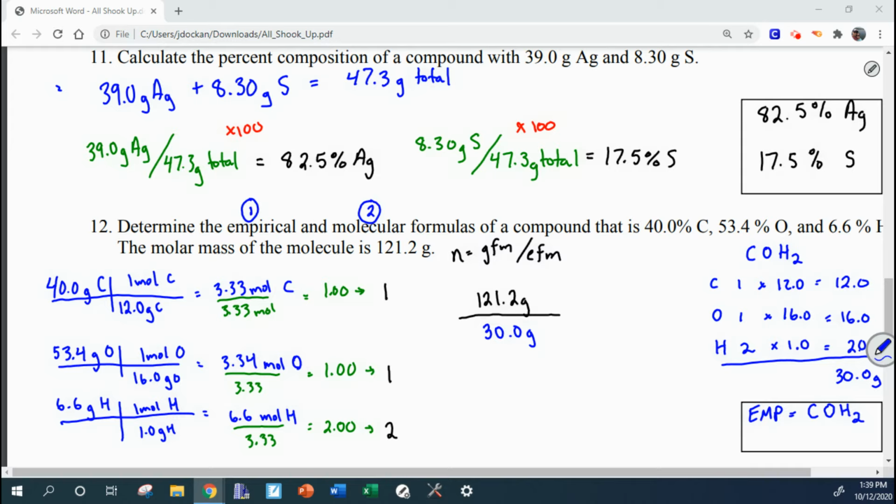And when I divide the two, my final answer for N, the multiplier for my molecular formula, I am actually going to get a value of 4.04, which I'm going to round to a whole number, which would be 4. So this is my multiplier. I'm going to take 4 and multiply it by COH2, my empirical formula. And that is going to give me C4O4H8. So my molecular formula is going to be C4O4H8.